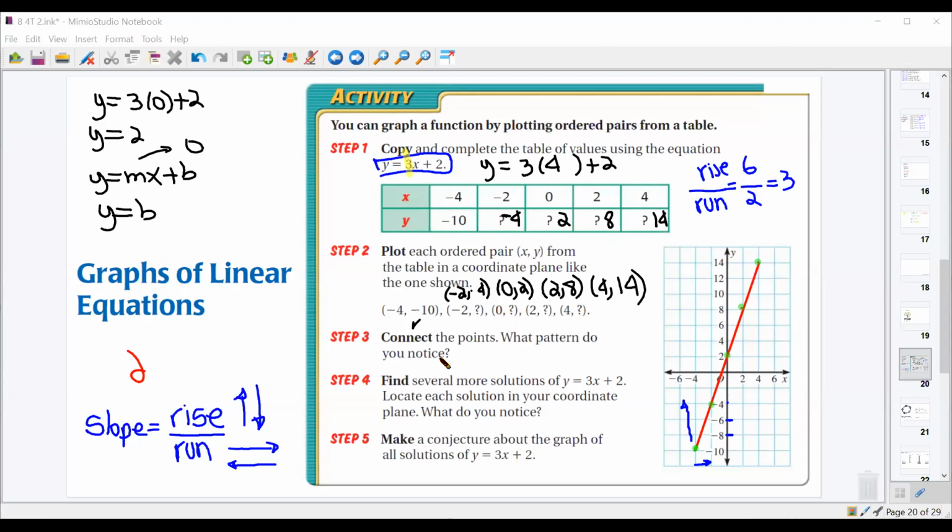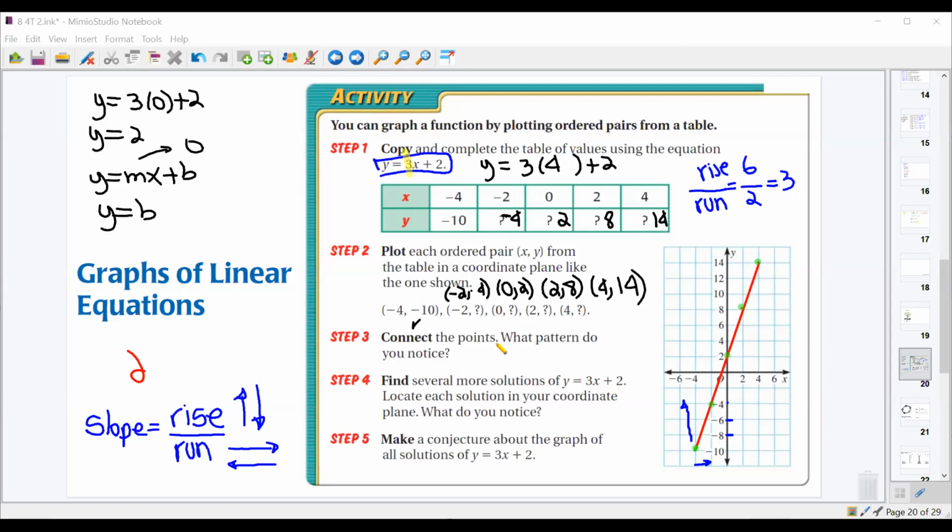Step 3, connect the points. When you connect the points, that's what you did with the red line. What pattern do you see? Is it a positive or negative relationship? Positive, because it's going up, right?